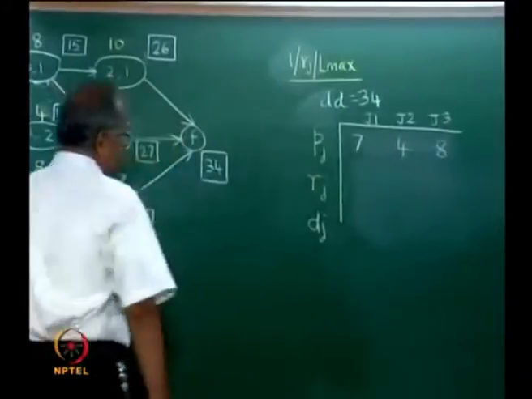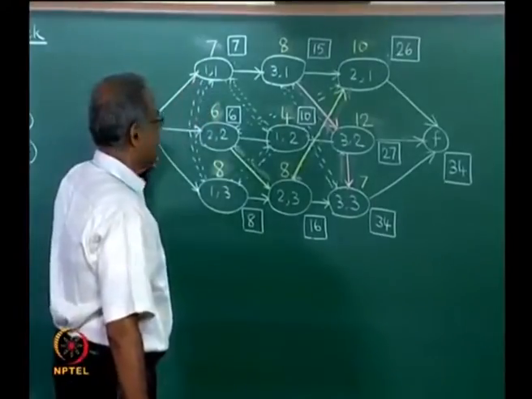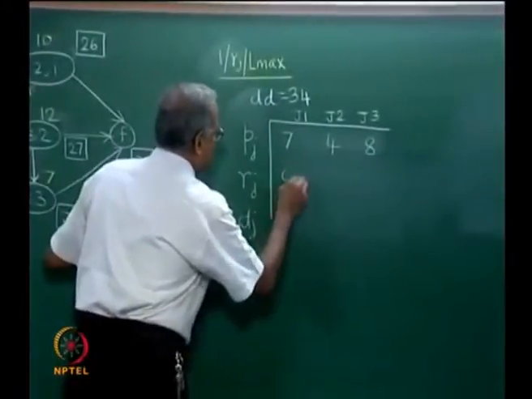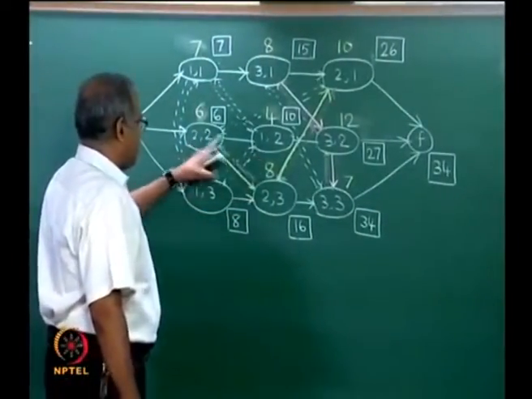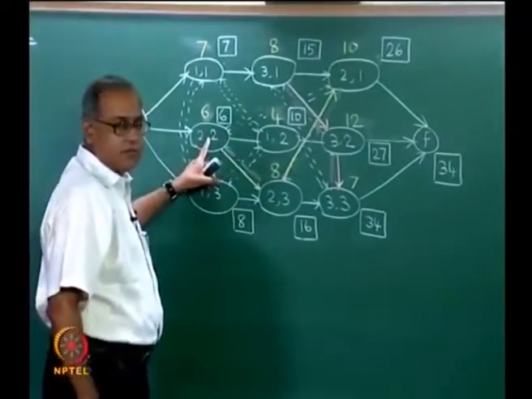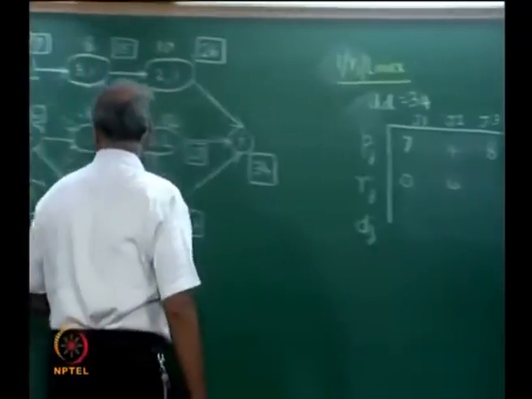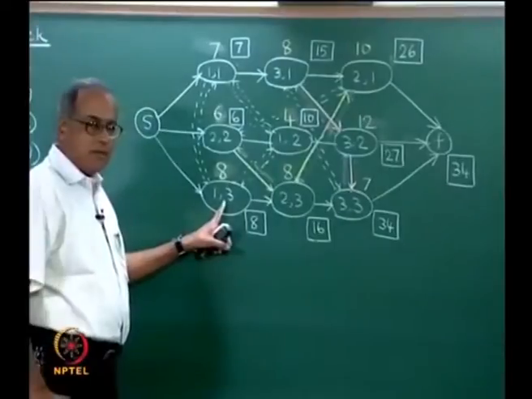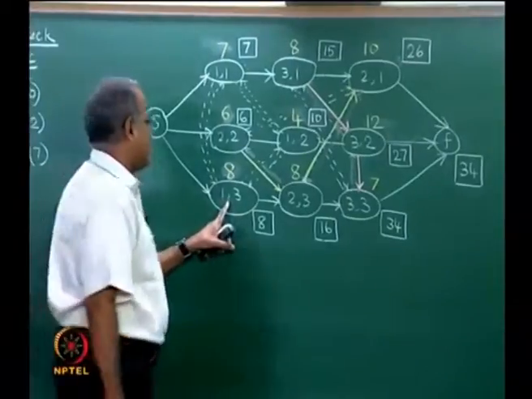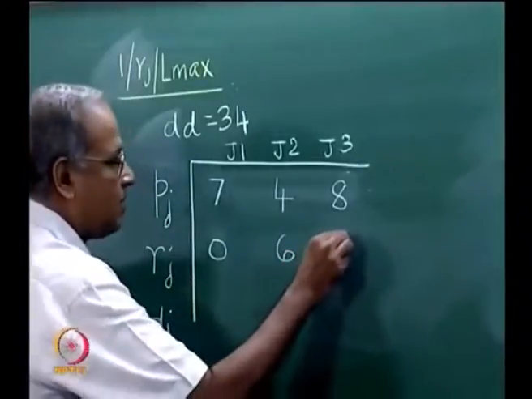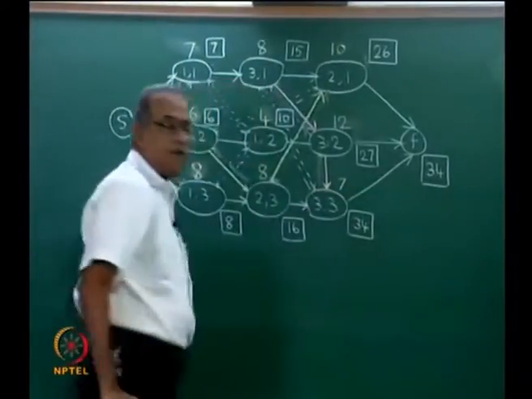So if we take job J1 on M1, the earliest this is available is at time equal to 0, so rj will be 0 for this. Now here the earliest this is made available is after it goes through this machine, therefore rj will be 6, and as far as J3 on M1 is concerned, the earliest it is available is at time equal to 0. Now we look at the due dates. The due date remains as 34.